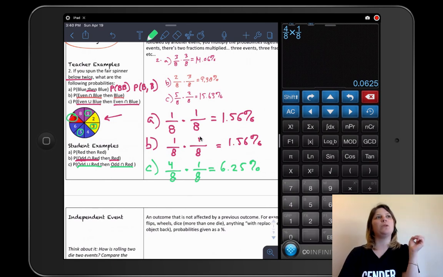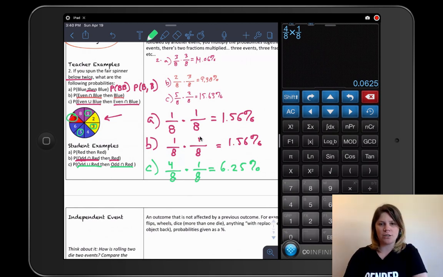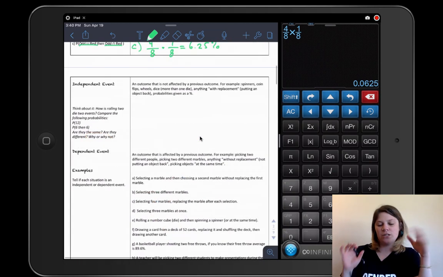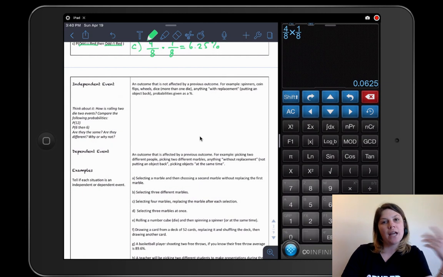If I spin the wheel 4 times, I would have 4 fractions being multiplied, right? So that's the main thing I want us to move forward with, the understanding that every time you have another event, you multiply by another fraction. Let's take a look here at the different kinds of things that can happen in a row.